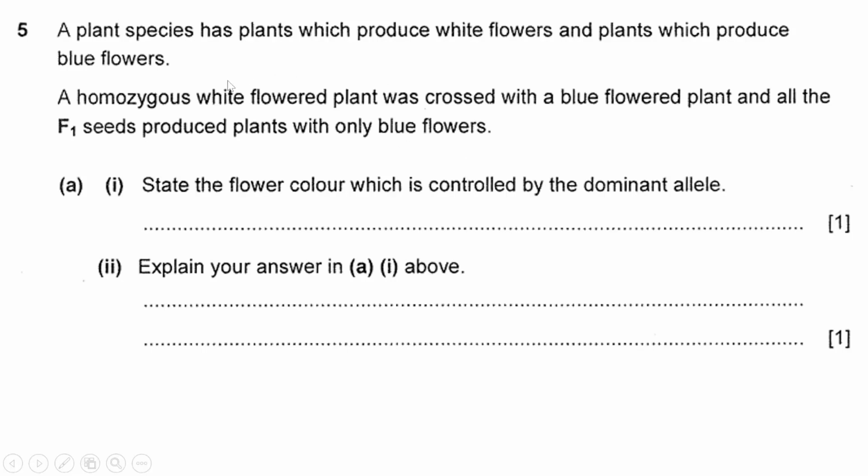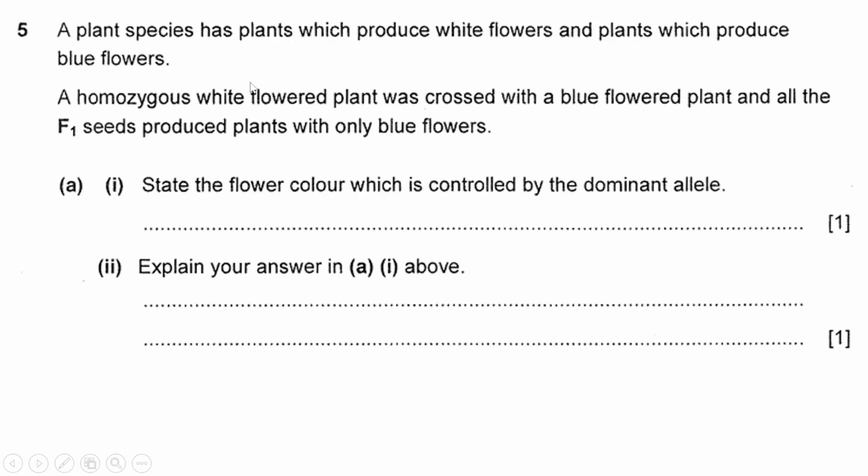This question is coming from a topic in biology known as genetics. The question reads: a plant species has plants which produce white flowers and plants which produce blue flowers. A homozygous white flowered plant was crossed with a blue flowered plant, and all the F1 seeds produced plants with only blue flowers. I'll read again.